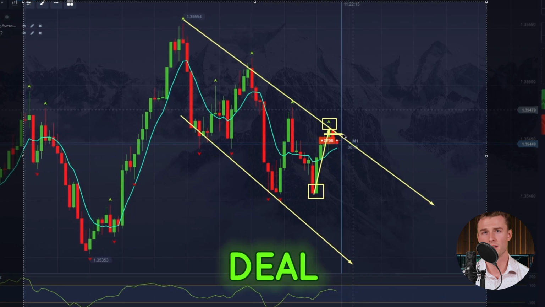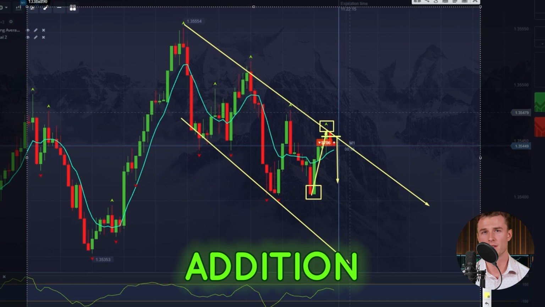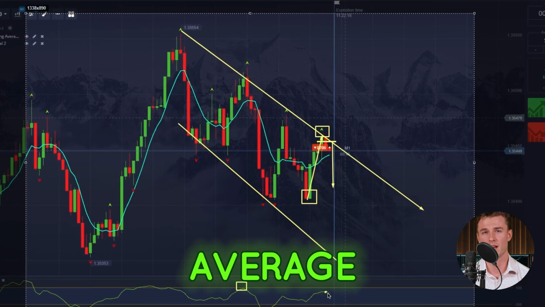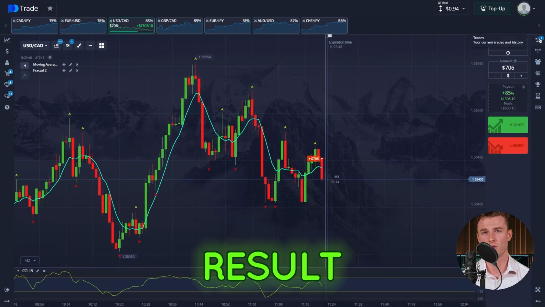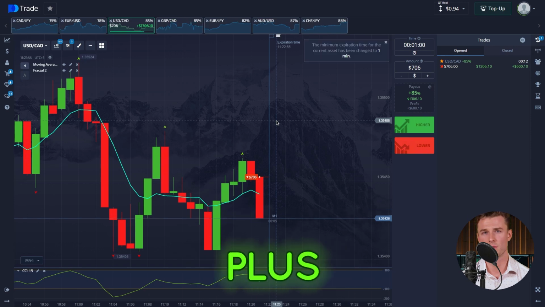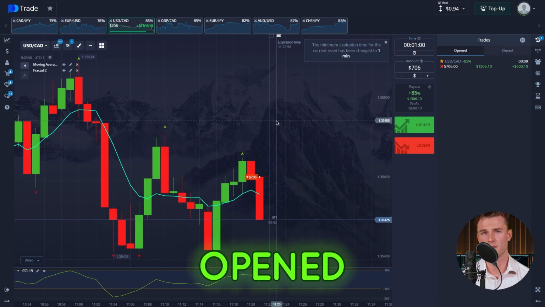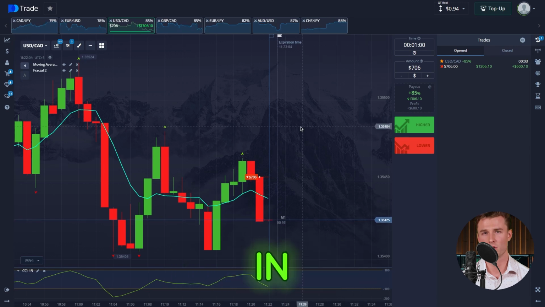Respectively, we open a deal on the downside, and we see, in addition, we cross our moving average. Respectively, the deal is opened on the downside. Let's look at the result. And the trade also closes in plus. As you can see, trades are opened by the same principle, and they are easily closed in plus.